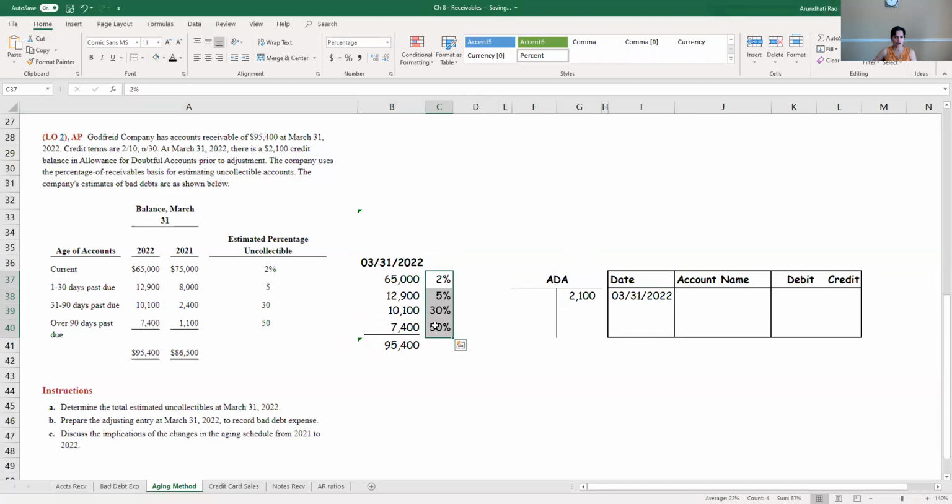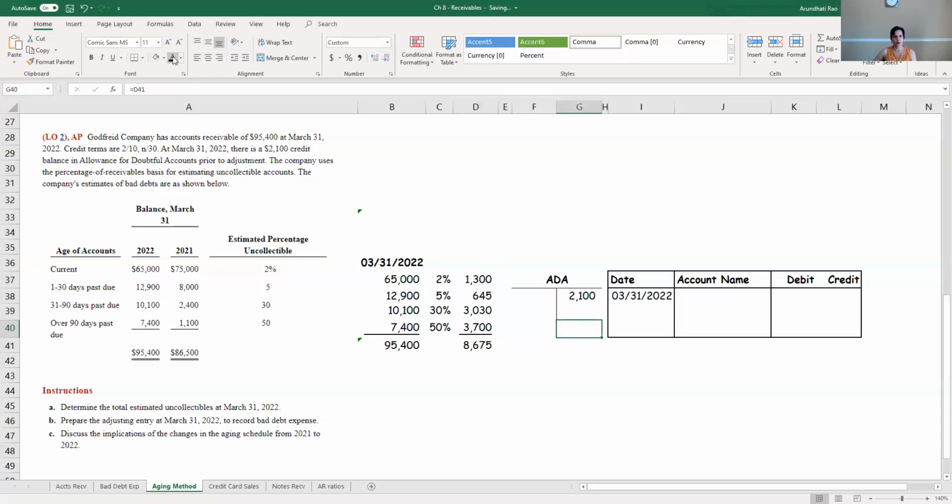They're 2, 5, 30, and 50%. And the next step is I do the extension, which simply means 65,000 multiplied by 2%. I will do that for each of the 3 ages of receivable. And then I add up all the numbers. And now what I'm saying is this is the amount, the desired ending balance. This is the amount I think is not going to be collected.